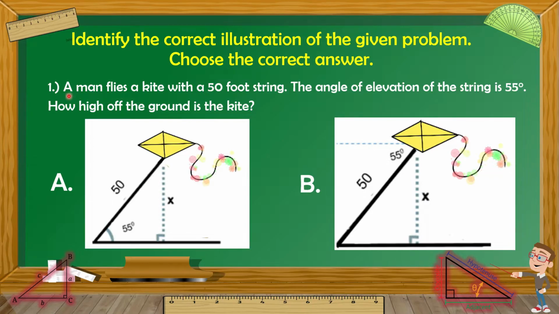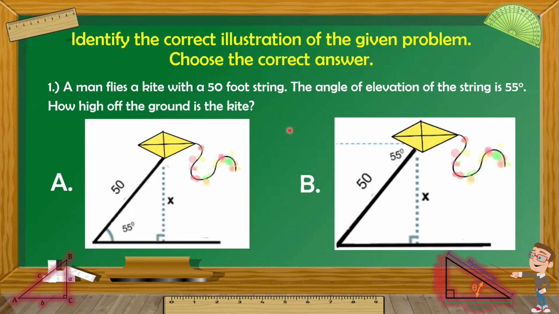Okay, so yung problem natin, a man flies a kite with a 50-foot string. The angle of elevation of the string is 55 degrees. How high off the ground is the kite? So again, hindi natin isosolve ito. Pipili lang tayo dito ng correct illustration nitong problem. So pili kayo, A ba o B? So pwede nyo i-pause yung video, then answer.